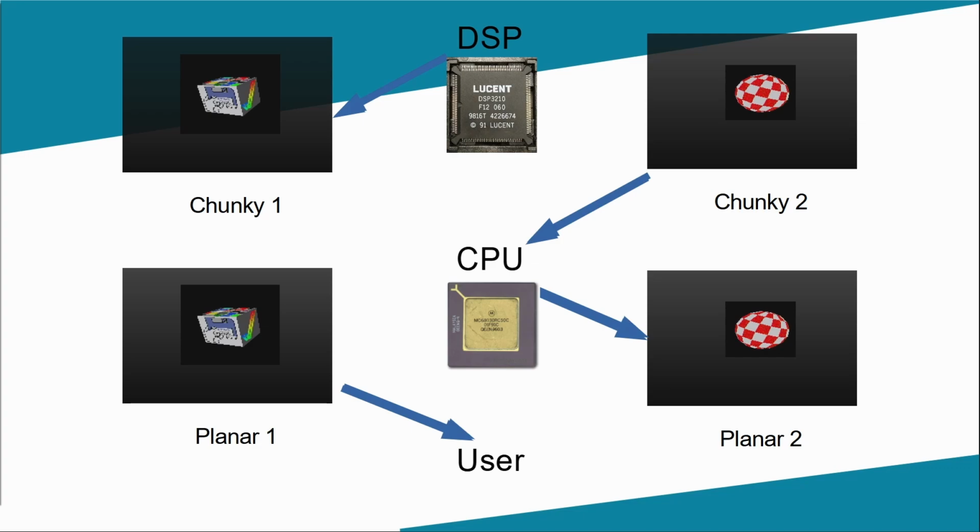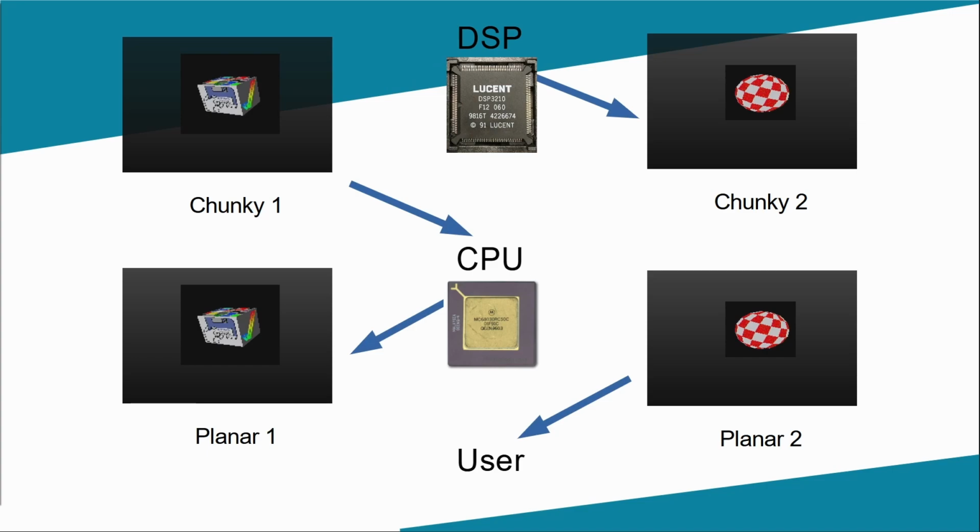Once all those different tasks complete by both the DSP and the CPU, they could swap over. The DSP creates the next frame in the second chunky buffer, while the CPU is doing chunky to planar on the first chunky buffer. And in the meantime, the user is looking at the second planar buffer. So what we've got here is the DSP and CPU always working on different areas of memory, and the user always seeing something that is double buffered.